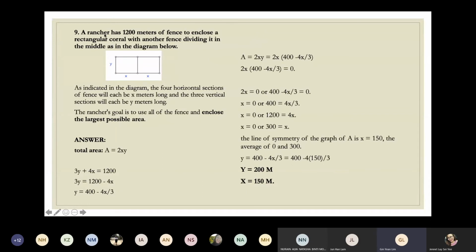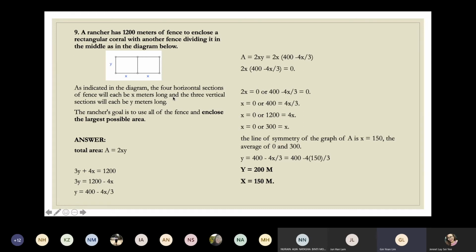So we proceed with question 9. So question 9 is one of the hot questions. A rancher has 1,200 meters of fence to enclose a rectangular corral with another fence dividing it in the middle, as in the diagram below. As indicated in the diagram, the 4 horizontal sections of fence will be X meters long and the 3 vertical sections will be Y meters long. So the rancher's goal is to use all the fence and enclose the largest possible area.